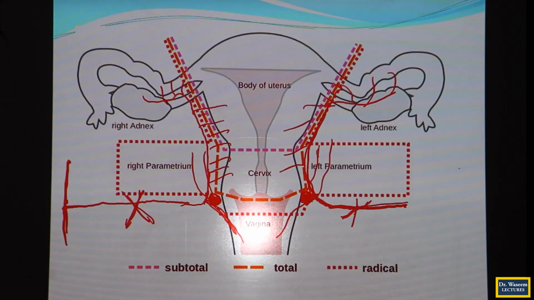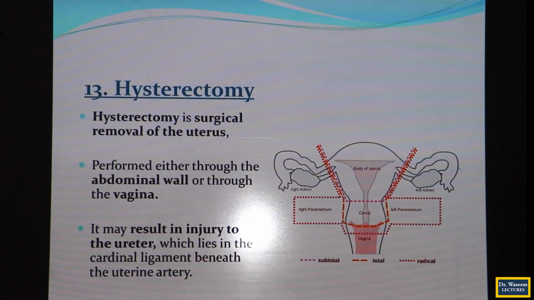You see, in that case there can be what we call the subtotal hysterectomy. Subtotal hysterectomy means the uterus is removed, even the cornu of the uterus is also removed. This is subtotal.